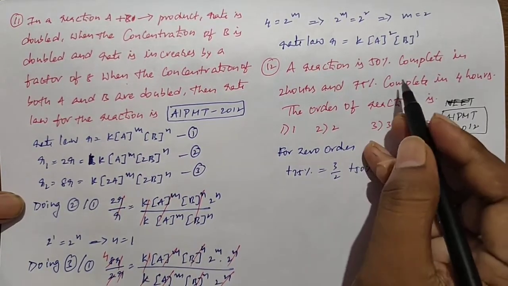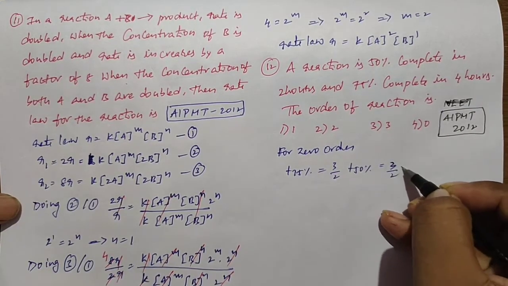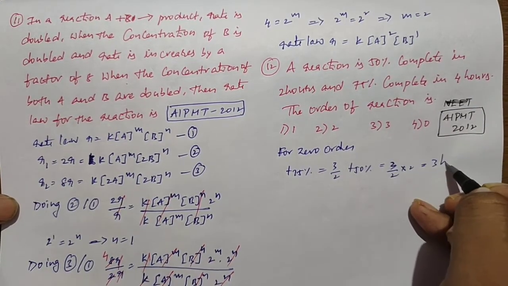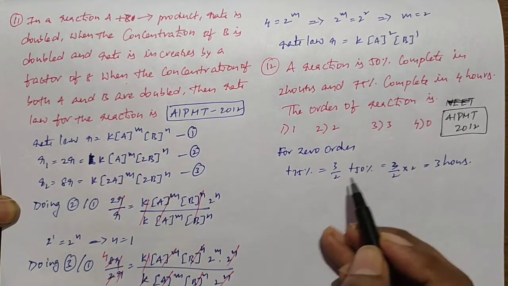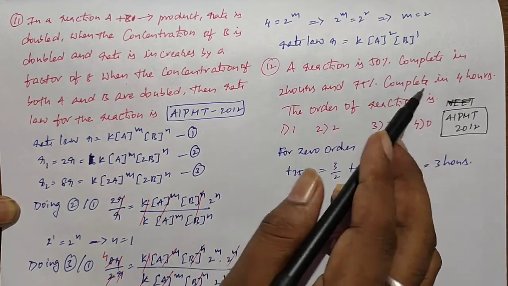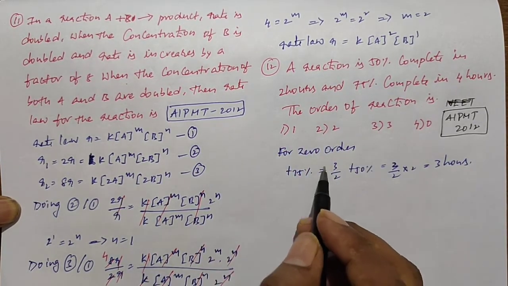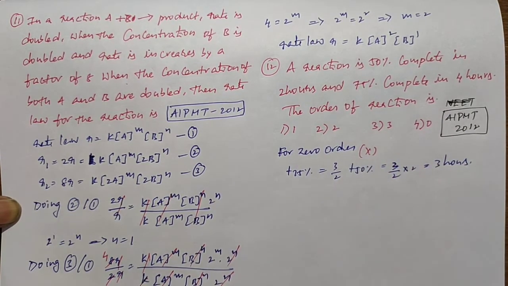So what is the value of T50? 2 hours. So then we get 3 by 2 into 2, we get 3 hours. For zero order reaction, when T50 is 2 hours, we get T75 as 3 hours. But based on the given information, T75 is 4 hours. So the given one is not a zero order reaction. So the fourth option is not the right option.